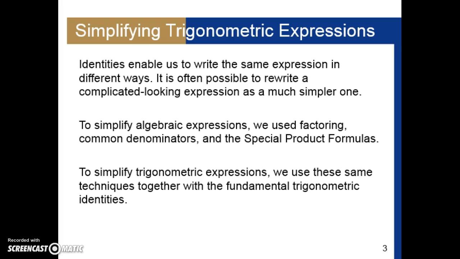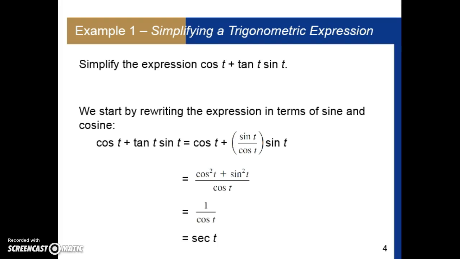So to simplify algebraic expressions, we used factoring, we used common denominators, we used all these special formulas where we could simplify our expressions so we could see what was going on. We're going to do that same kind of idea by simplifying our trigonometric expressions, but we're going to use these fundamental trig identities. And the ones we're learning today are not the only ones, they're just the beginning.